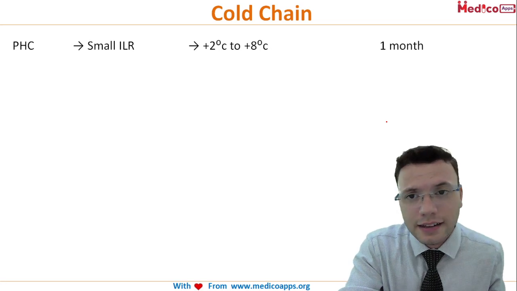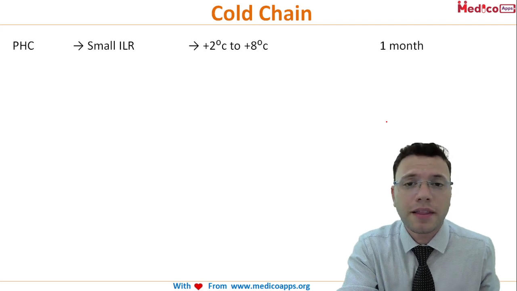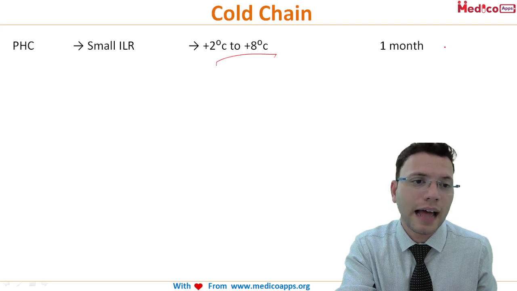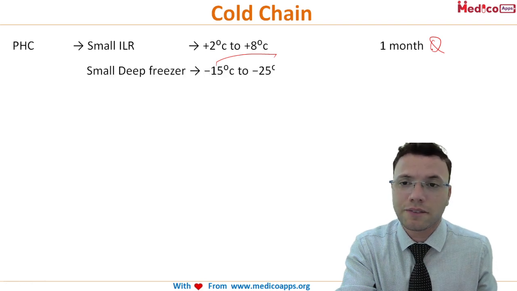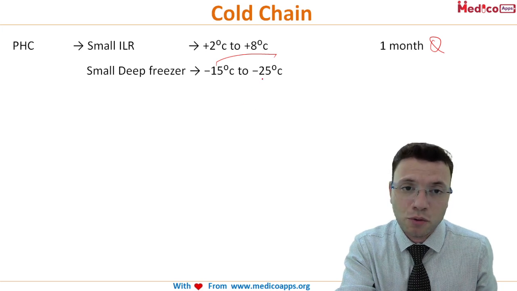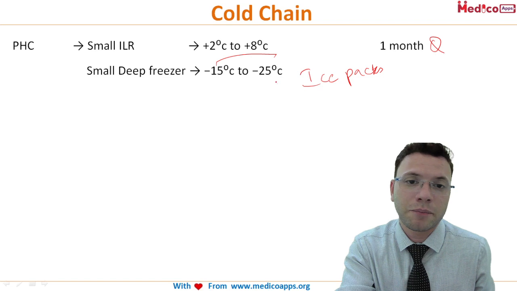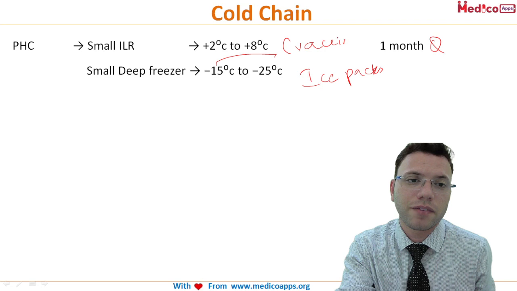At the PHC or the village level, we have smaller ILR, that is ice lined refrigerator. The temperature is the same, remember, +2 to +8, and it can be stored till 1 month. There are some things where we'll be discussing in detail about this. Small deep freezers, again up to -25, are used for the ice packs. We prepare ice packs using the deep freezers and store them there. In the ILRs, we put the vaccines. Okay.